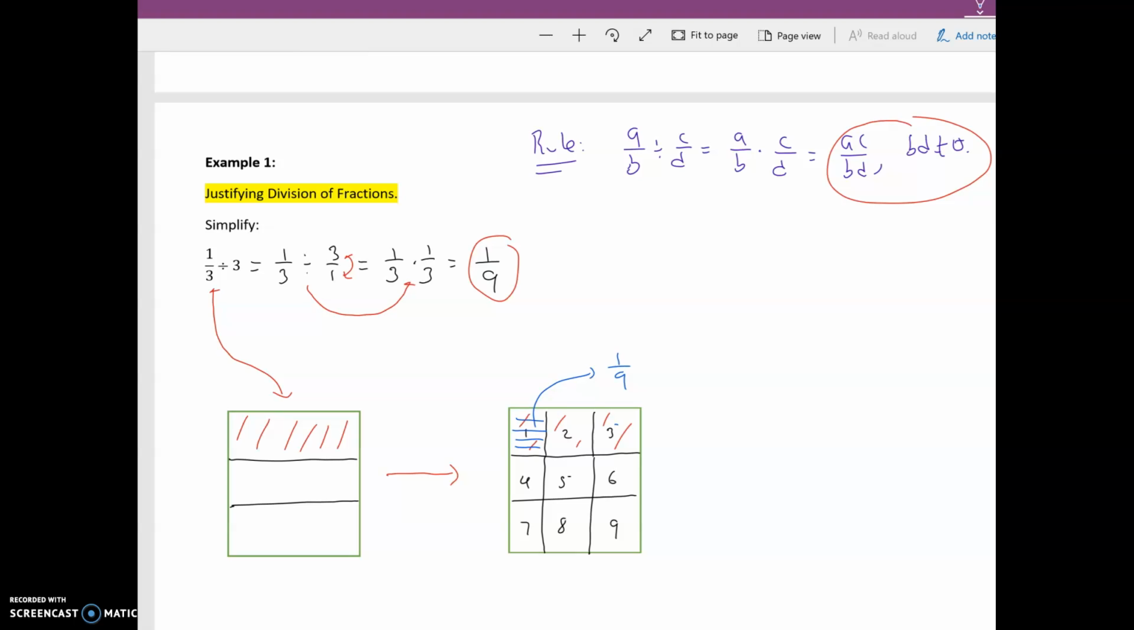You're looking at some sort of an integer already broken down into pieces, and then by dividing by another value or fraction, you're further breaking it down into more pieces. Your final answer, in this case the 1/9, represents what each of the individual pieces ends up being out of the whole shape.